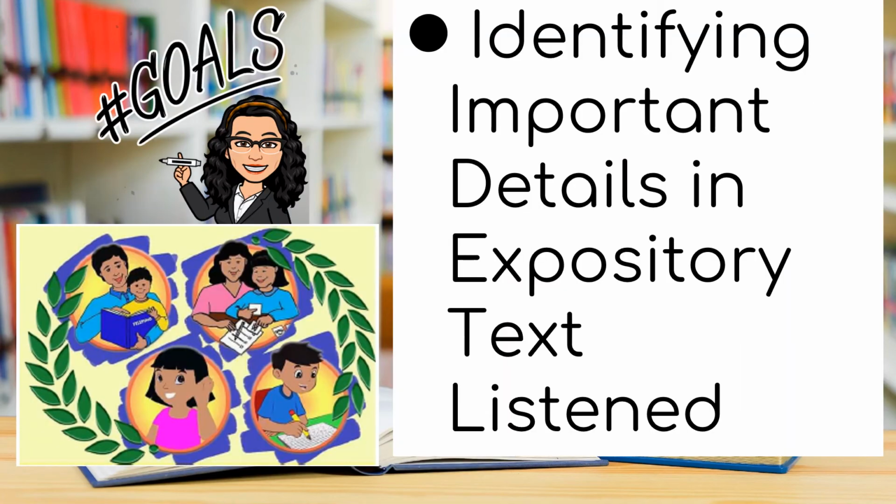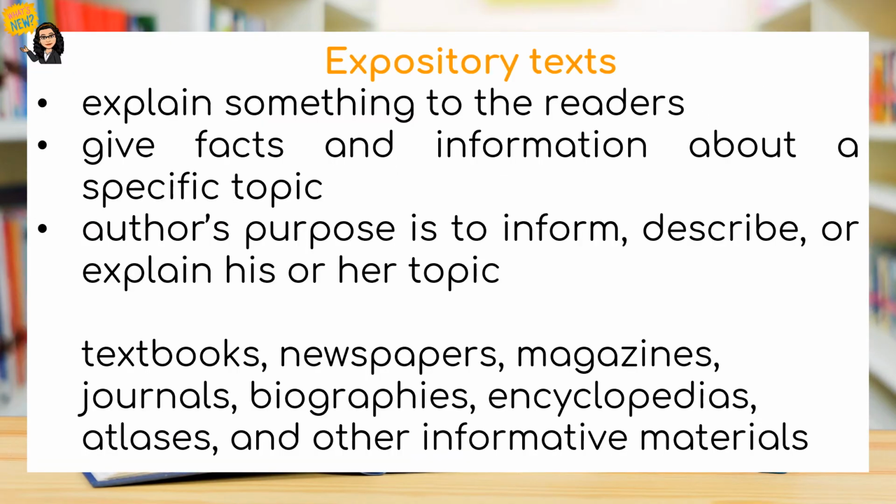Our last topic for this session is identifying important details in expository text listened to. Expository texts are informative texts that explain something to the readers. They give facts and information about a specific topic. The author's purpose is to inform, describe, or explain his or her topic. Examples of expository texts are found in textbooks, newspapers, magazines, journals, biographies, encyclopedias, atlases, and other informative materials.